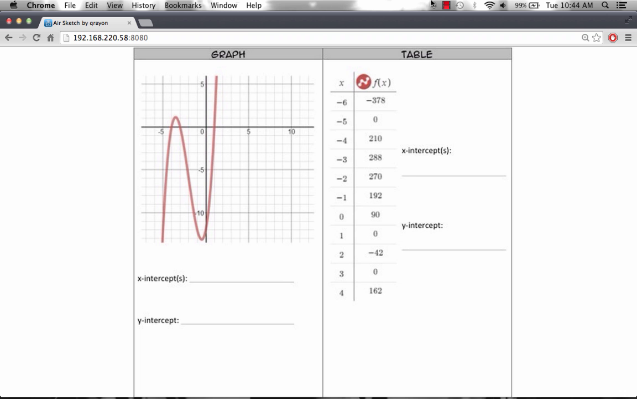Of the x-axis and your curve. So we have 3 in this case. And that's it.